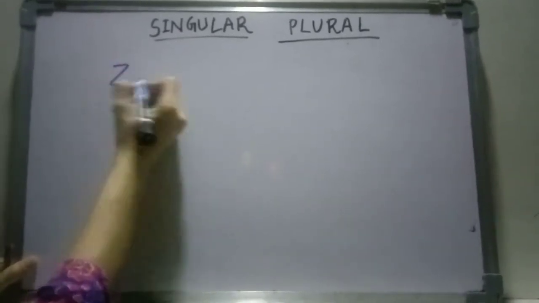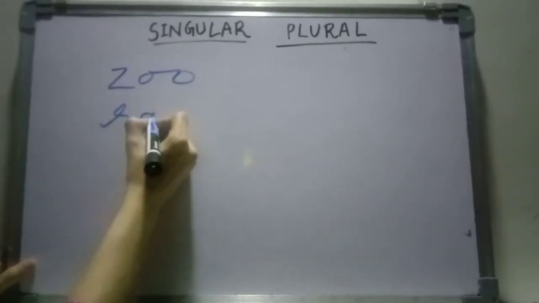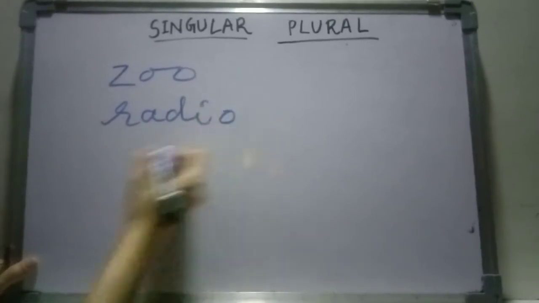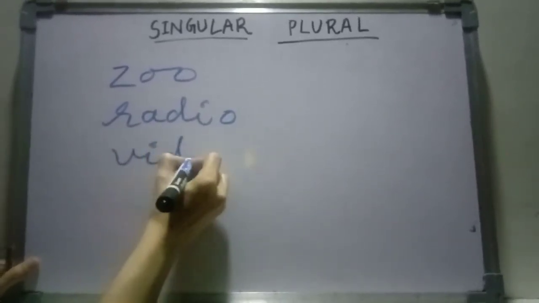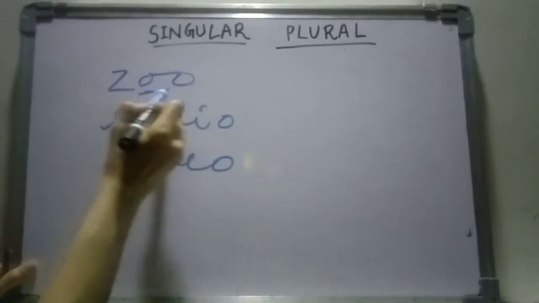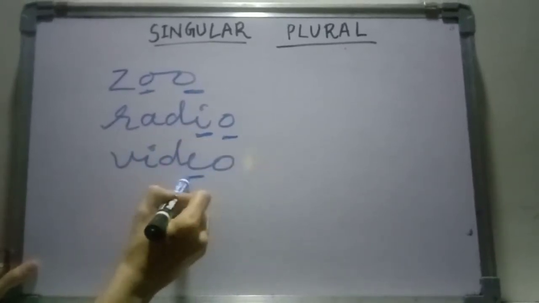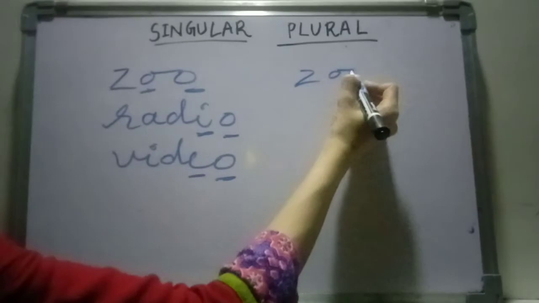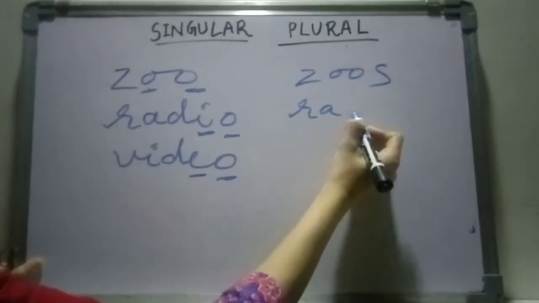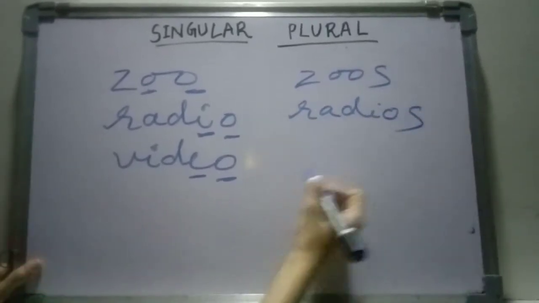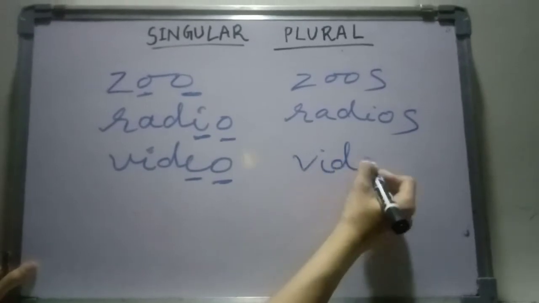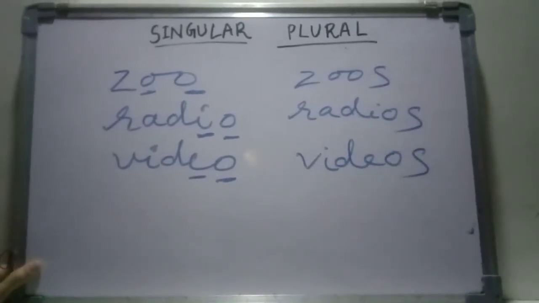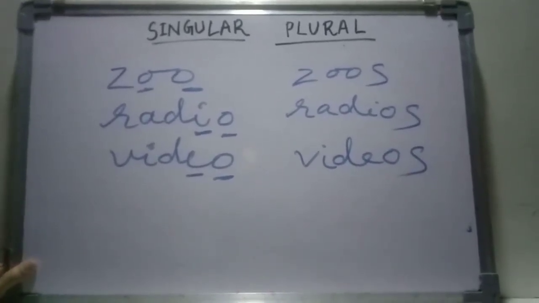Now I'll take up, see, zoo, radio, video. Now this is vowel plus O, vowel plus O, vowel plus O. So what you do, you are just adding S at the end.